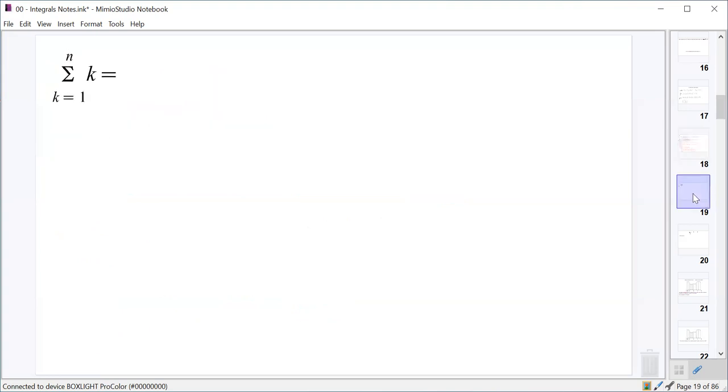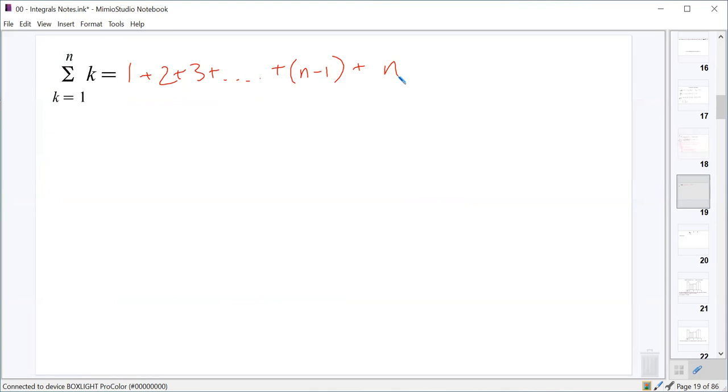So let's take the arbitrary case where we're looking at the sum from k equals 1 to any arbitrary value of n, where we're summing up the values of k, or summing up the integers. This would then look like 1 plus 2 plus 3 plus all the way up until we got to the value before n, and then the value of n.